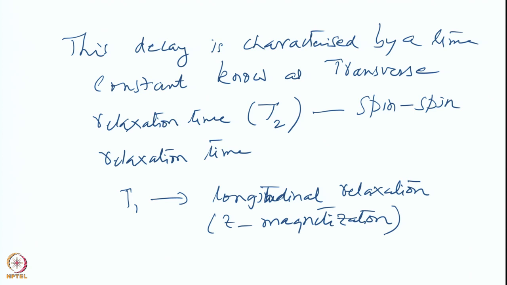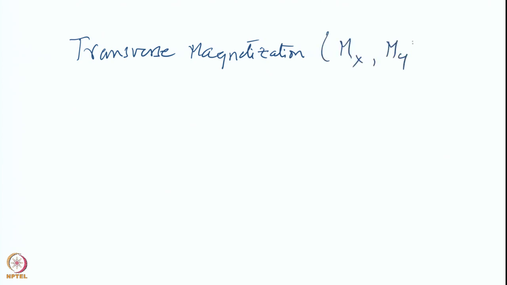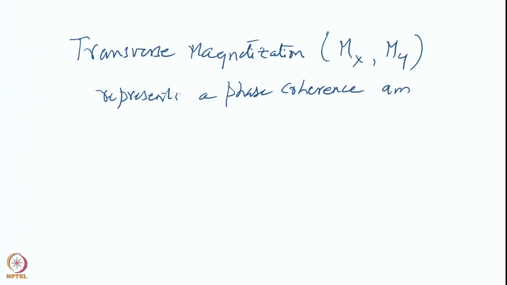in the transverse plane. Now there is one more concept which we need to understand here. Transverse magnetization, which we may represent as Mx or My, represents what? It represents a kind of phase coherence among the spins.